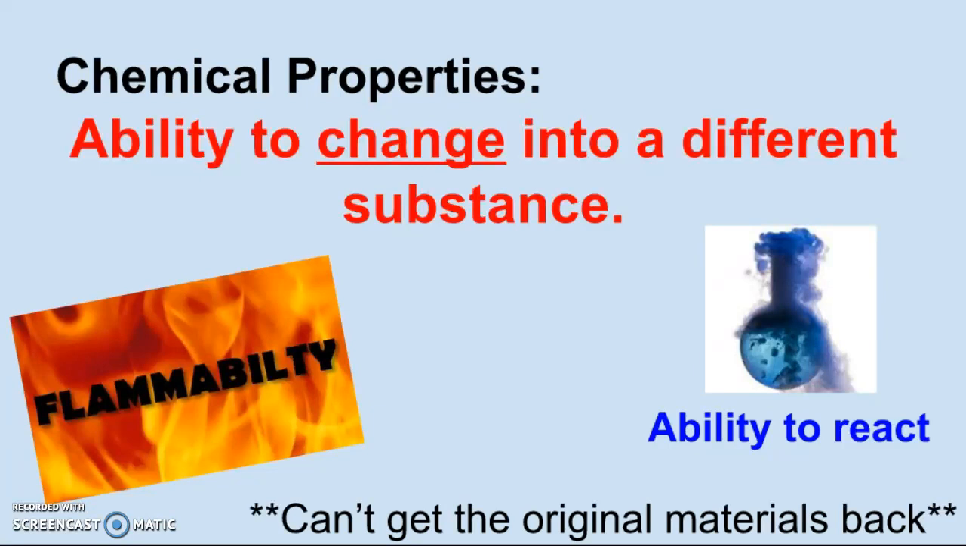So kind of a rule of thumb you can think of for chemical properties is if you can't get the original materials back. So if you do mix your vinegar and your baking soda, once that reaction has happened, you really can't get just your vinegar back or just your baking soda back to the way they were.